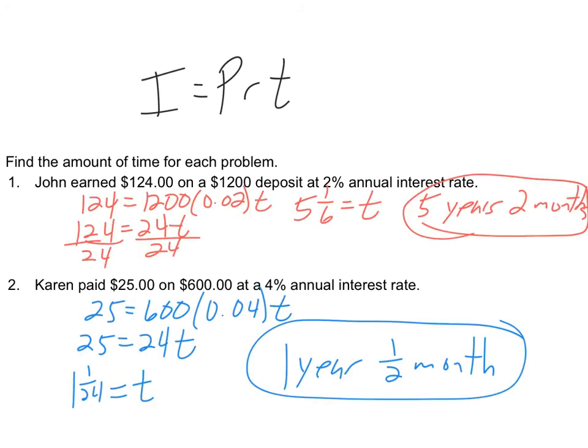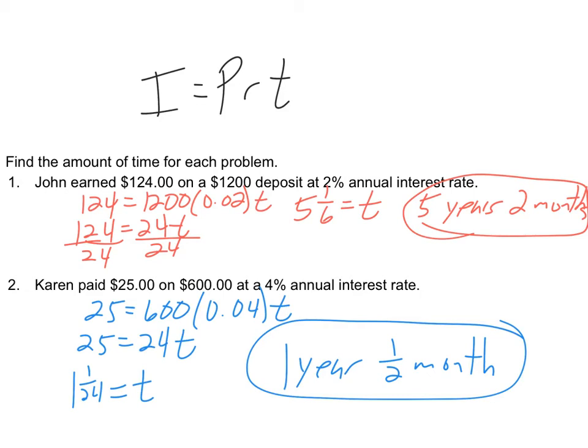Okay, for the first one, we should have gotten 124 is equal to 1,200 times 0.02t. Cleaning up the right side, 24t is equal to 124. Divide both sides by 24. We should have gotten 5 1/6 for t. 5 years, 1/6 of a year is the same as 2 months, because there's 12 months in a year, so 12 times a sixth gives us 2.